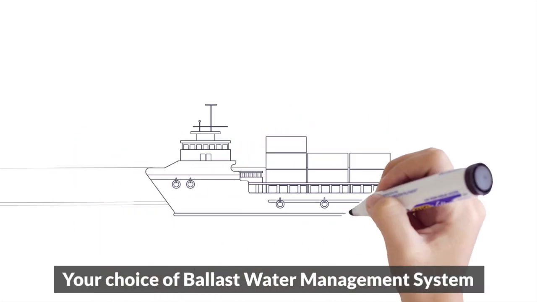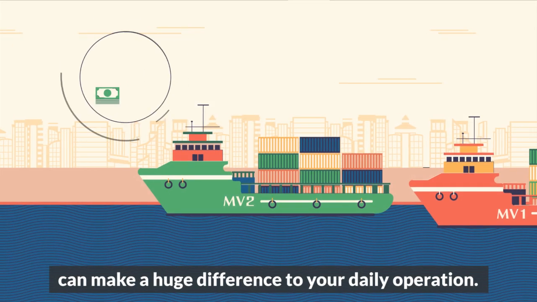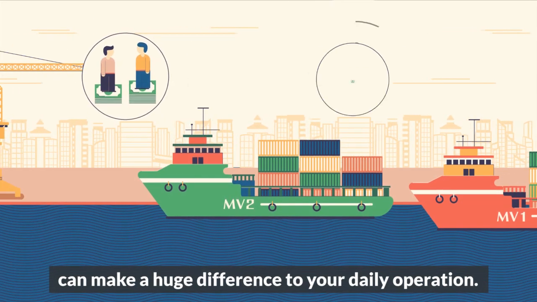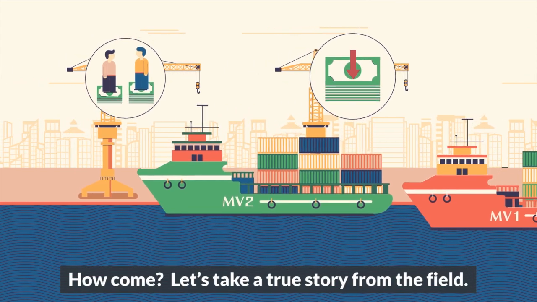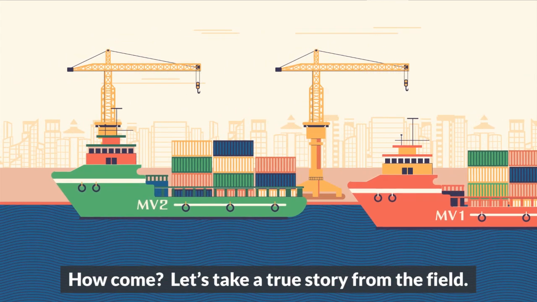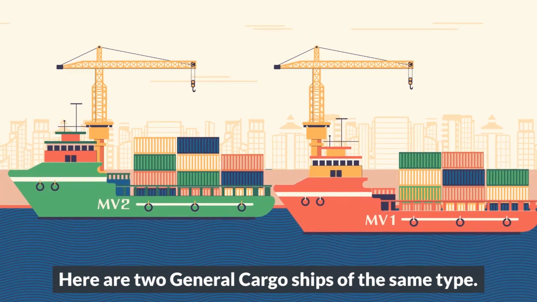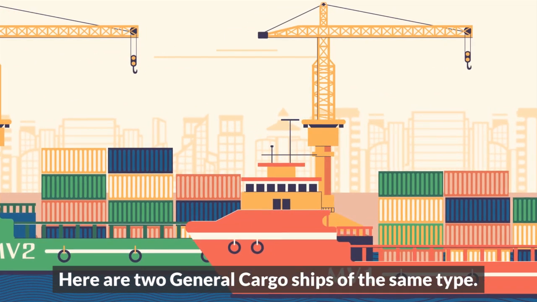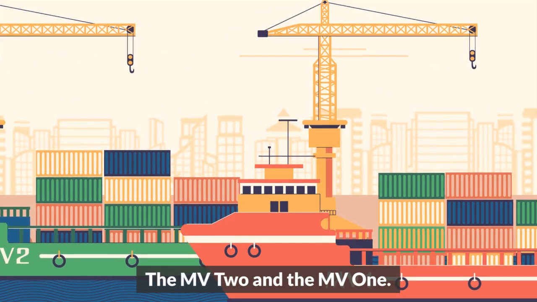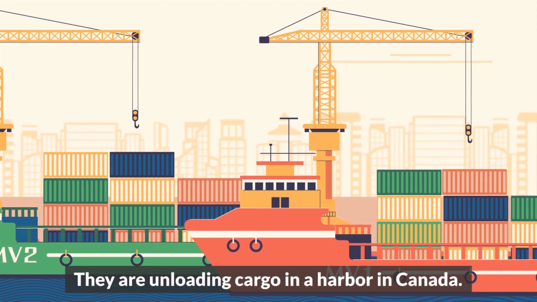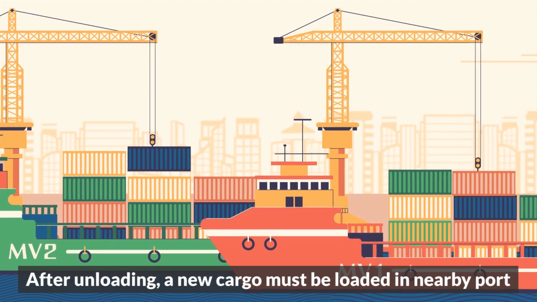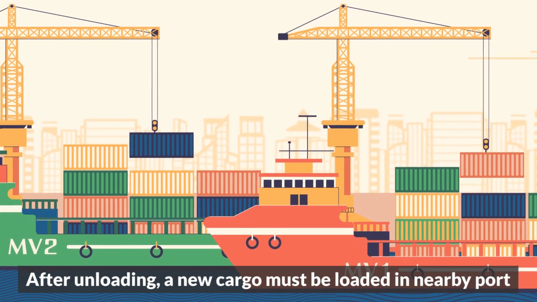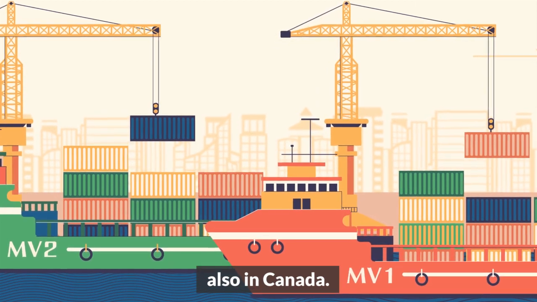Your choice of ballast water management system can make a huge difference to your daily operation and lead to lost income. How come? Let's take a true story from the field. Here are two general cargo ships of the same type, the MV2 and the MV1. They are unloading cargo in a harbour in Canada. After unloading, a new cargo must be loaded in a nearby port, also in Canada.